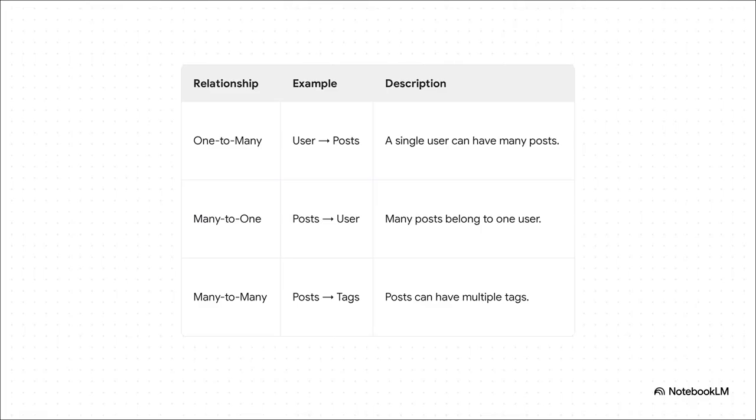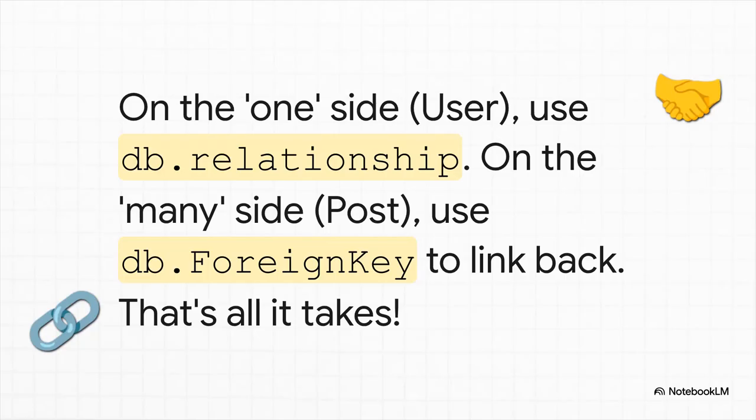And what's great is that ORMs can model all kinds of connections. The most common one you'll see is one-to-many, like our one user having many posts. But you can also model many-to-one, one-to-one, and even really complex many-to-many relationships. For example, a single blog post could have multiple tags, and each of those tags could be applied to many different posts. You might think this would be complicated to set up, but the implementation is surprisingly simple.